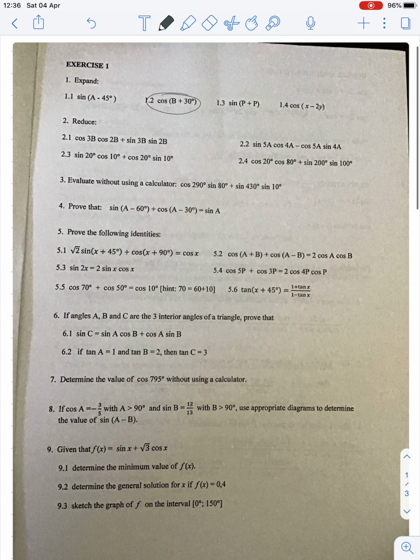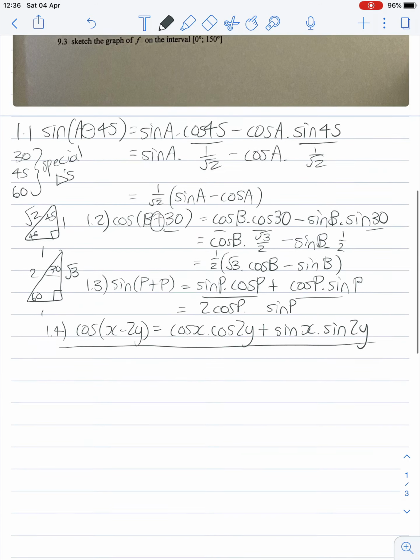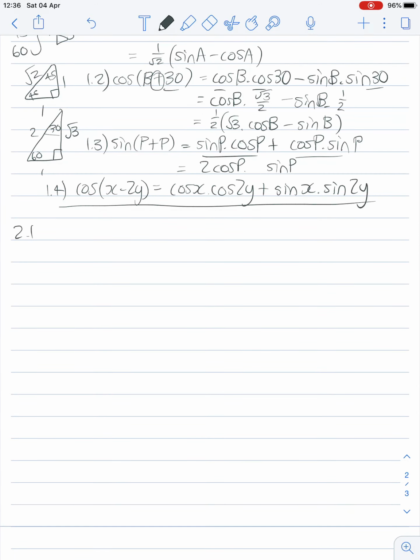Looking at number 2, you see this was an expansion question. Now we're reducing something back into the compound rule. So 2.1, they give you the question cos 3b cos 2b plus sine 3b sine 2b. So what do you notice? This is definitely going to be a cos rule. Why? Cos, sine, sine. So definitely a cos rule.